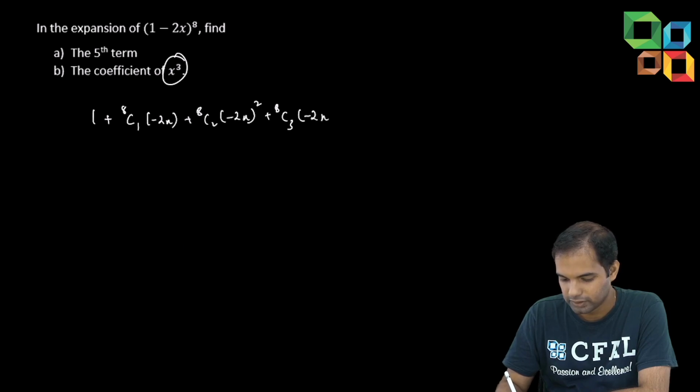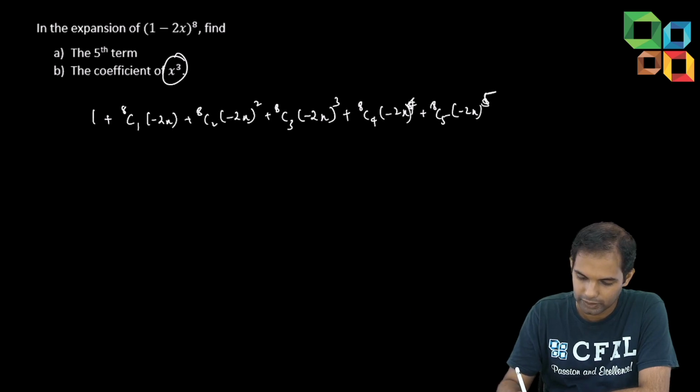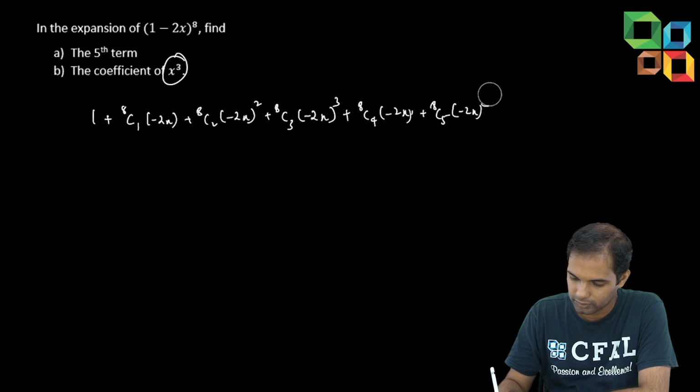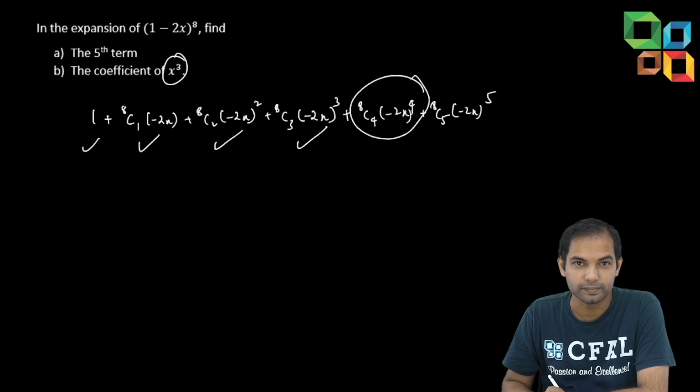Minus 2 whole power 3. Next is 8c4 minus 2 whole power 5. 8c5 minus 2x whole power 6. Now look at it. Sorry, we have missed 4. So this is power 4, this is power 5. I'll write it down. So this would be power 4, this would be power 4. So this would be your first term. Second term, third term, fourth term. This is your fifth term.